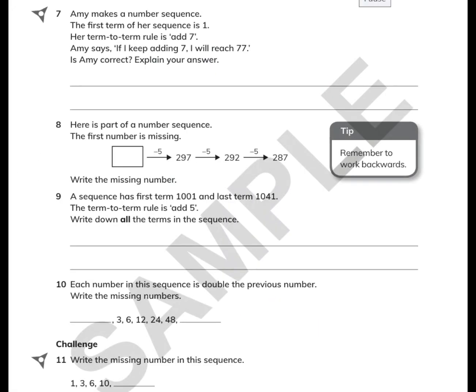Question number 7 of exercise 1.1. Amy makes a number sequence. The first term of her sequence is 1. Her term to term rule is add 7. Amy says, if I keep adding 7, I will reach 77. Is Amy correct? Explain your answer.